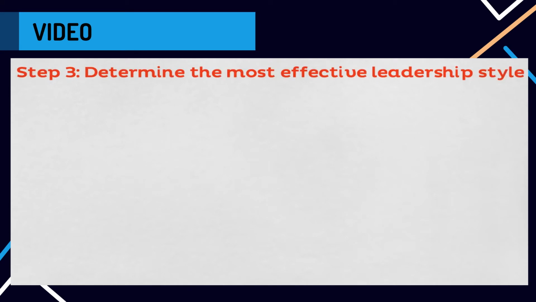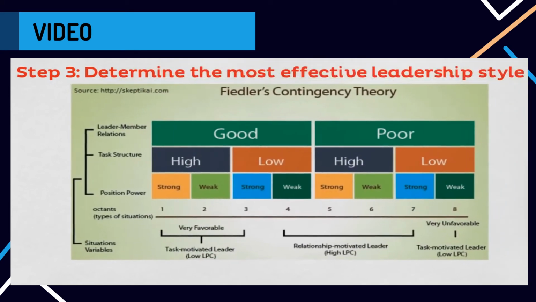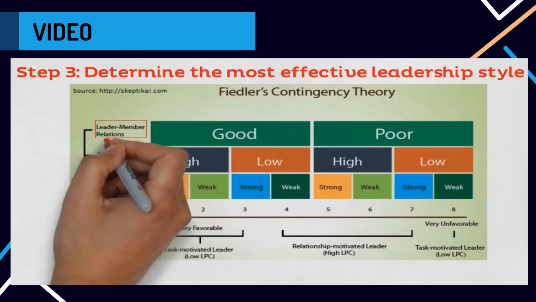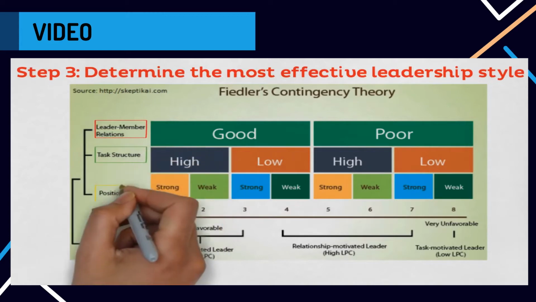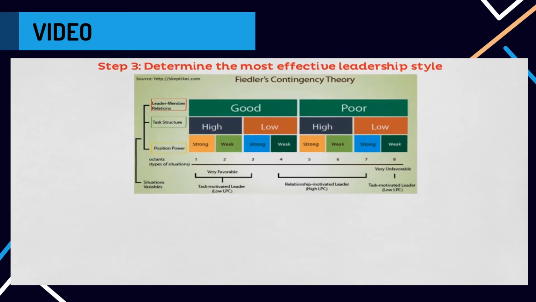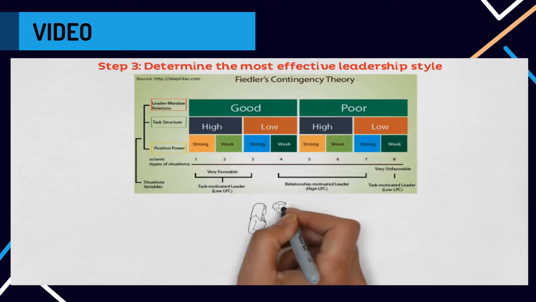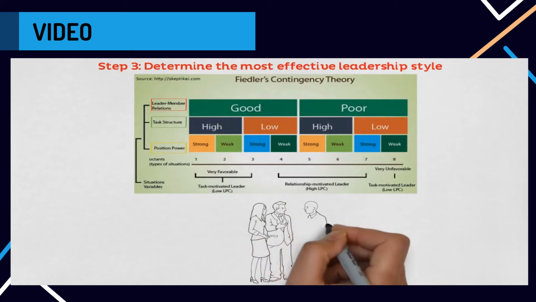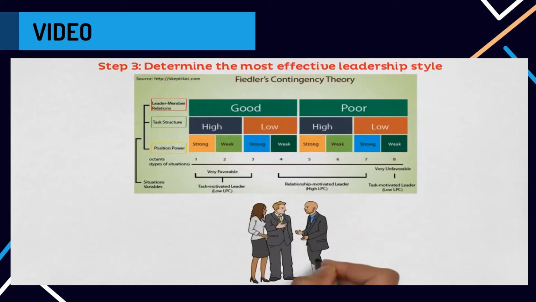This chart shows a breakdown of all the factors we've covered: leader-member relationships, task structure, and leader's position power. The final column identifies the type of leader that Fiedler believed would be most effective in each situation.